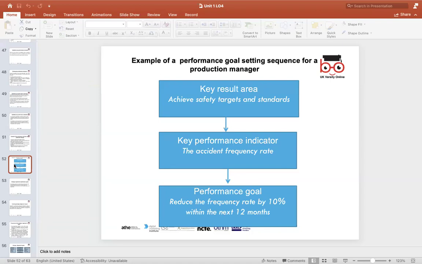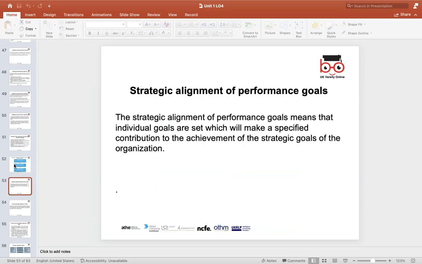Then your performance goals are basically how you reduce the frequency rate by 10% in the next 12 months. So that would be one of your goals to basically perform well. Or your cost per unit is going down. That might be one of your production goals. So there might be different goals that you'll set based on your specific organization as well.